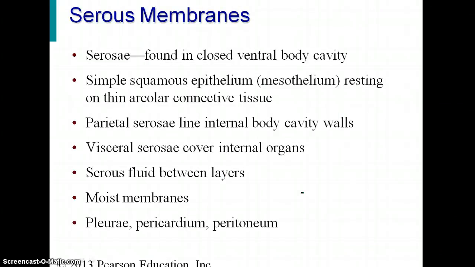The serous membranes are called serosa. They are found within a closed ventral body cavity. We've talked about these whenever we talked about the pericardium before. And these you're going to have a simple squamous epithelium, so a single layer of cells. And it's called the mesothelium, and it'll rest on thin areolar connective tissue, which is a loose connective tissue.